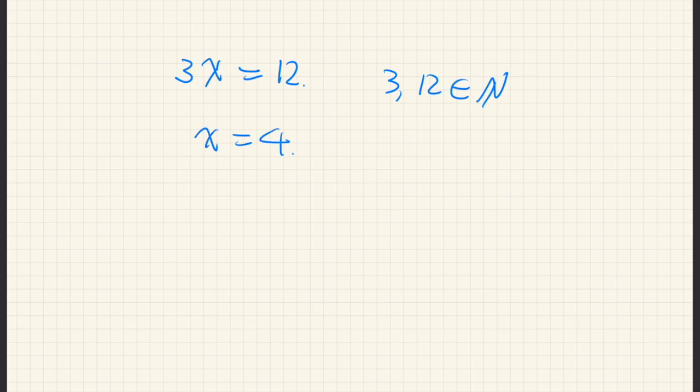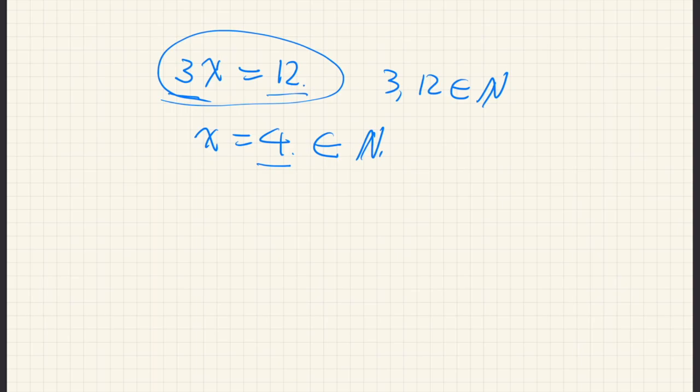To begin with, let's consider this simple linear equation, 3x is equal to 12. And 3 and 12 here are both natural numbers. If we solve this by dividing both sides by 3, we have x equal to 4, which is also a natural number. So here, the coefficients 3 and 12, and the solution 4, are all natural numbers. So this system is closed within the set of natural numbers.